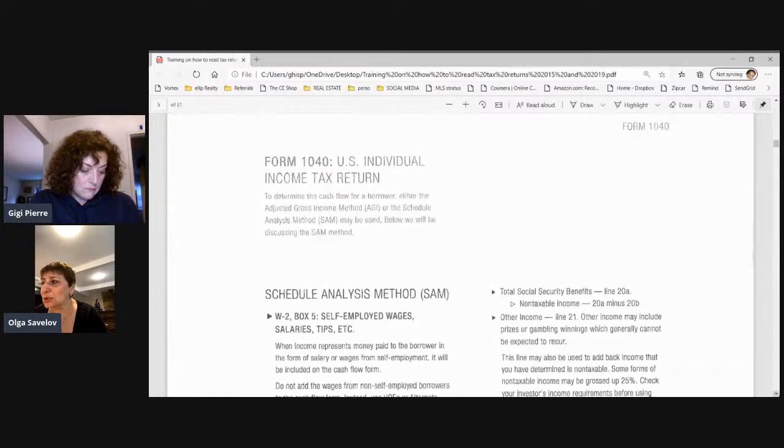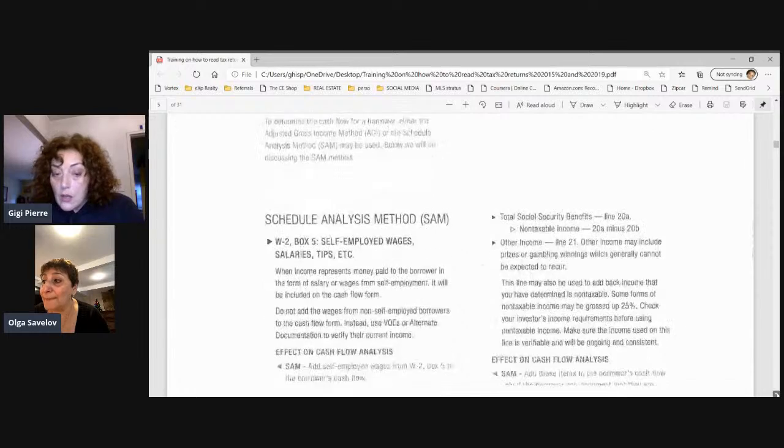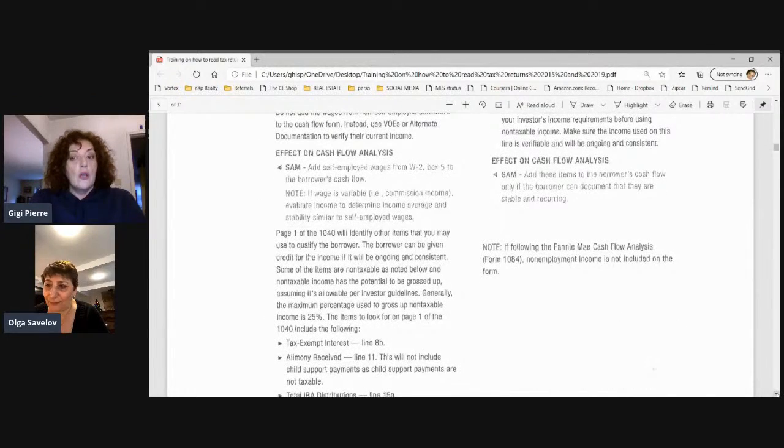Okay, so let's go to the page with itemized deductions. Again, if you match 2015 with 2019, it's going to be a little bit off, but the amount will be the same and the recap will be the same.